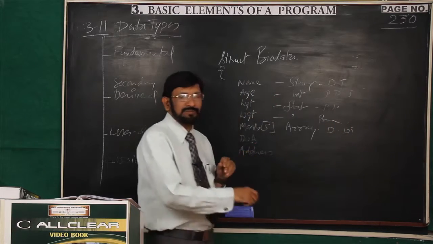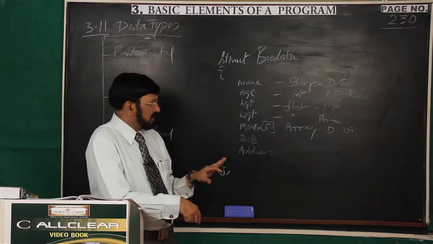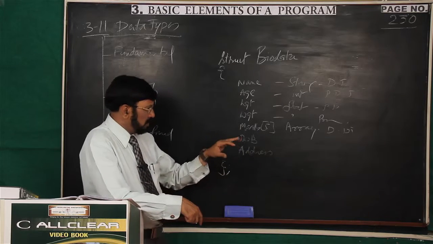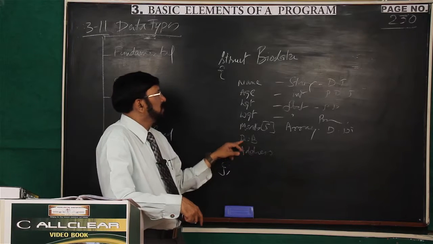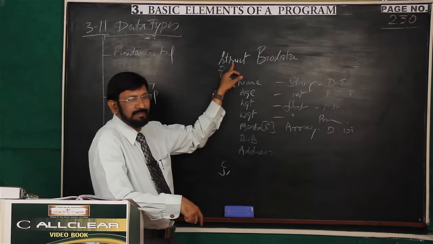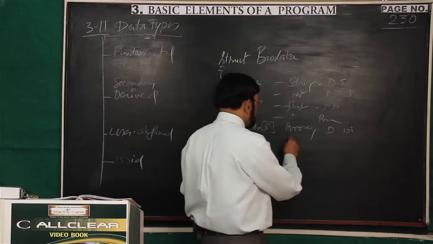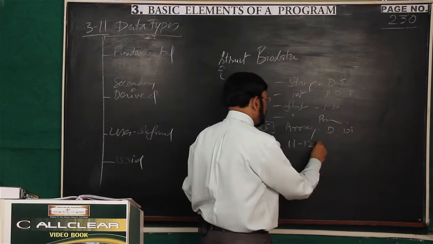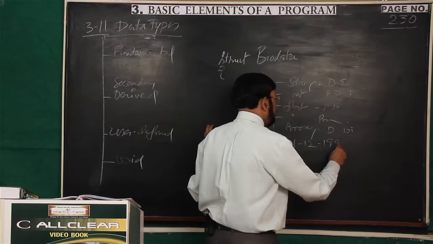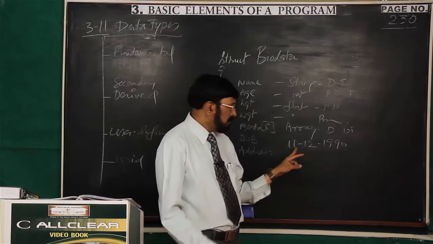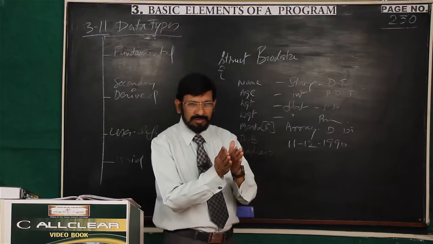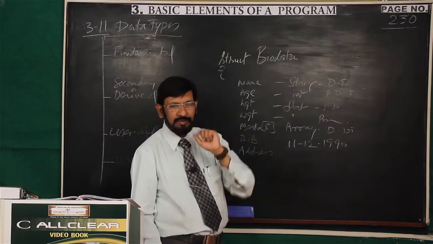Next, date of birth. Don't go deeper, just understand. For date of birth, this is like a structure. Why? Suppose your date of birth is like this: 11, 12, 1990. Now you see, these are not individual elements. These are three elements. All the three elements as one you submit.